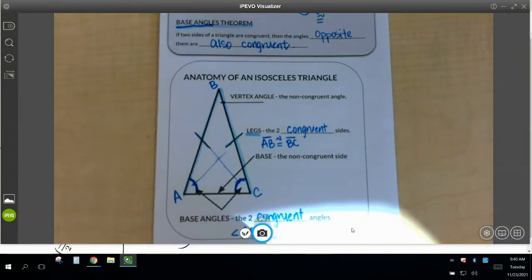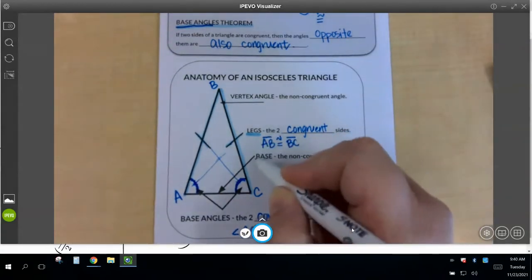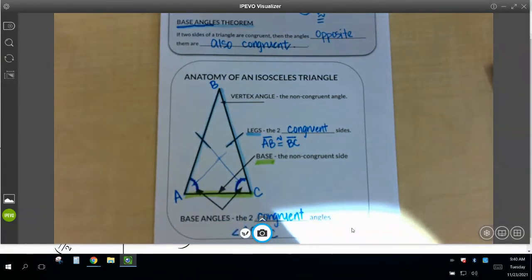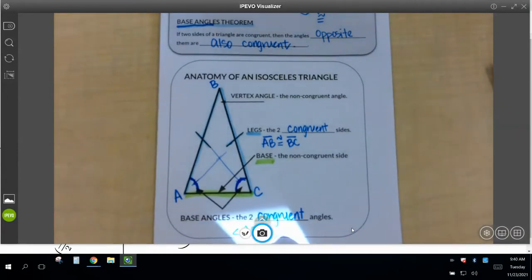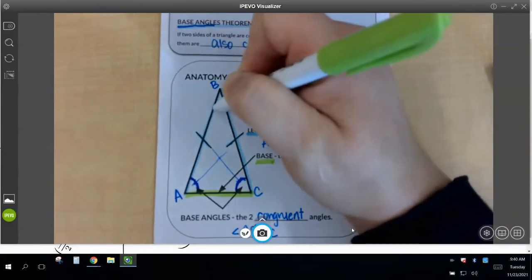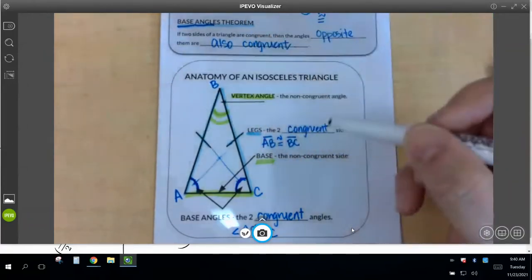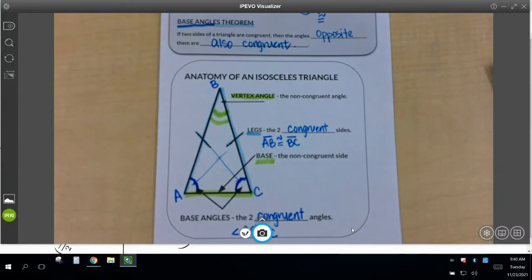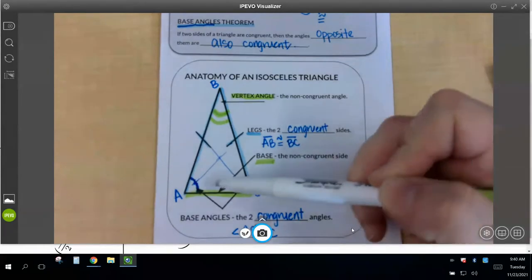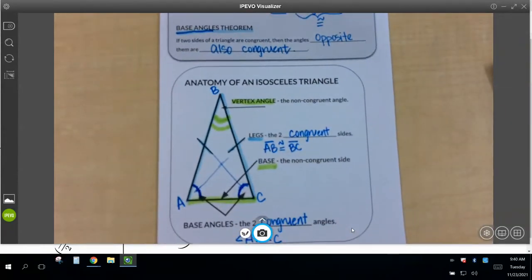They're also called base angles because the side that's not congruent to the other two is called the base. The side that's not congruent to the other two sides in the triangle is called the base of the triangle. And then the angle that's not congruent to the other two angles is called the vertex angle. The vertex angle is where the two legs come together, and that's where the vertex angle is formed. It's also not the same measure as the other two angles in a typical isosceles triangle.